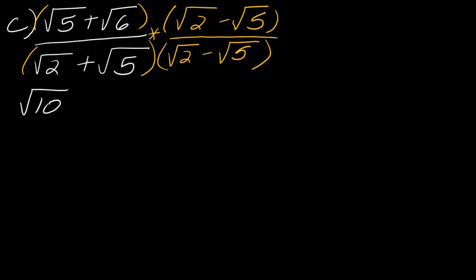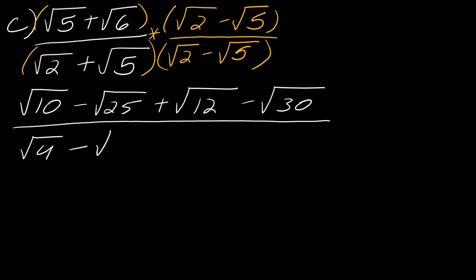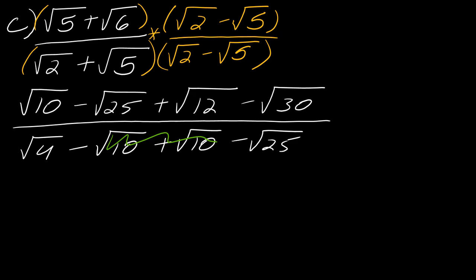So this is going to be the square root of 10 minus the square root of 25 plus the square root of 12 minus the square root of 30. So that's the top part. The bottom part will be the square root of 4 minus the square root of 10 plus the square root of 10 minus the square root of 25. So these square roots of 10 will cancel out.